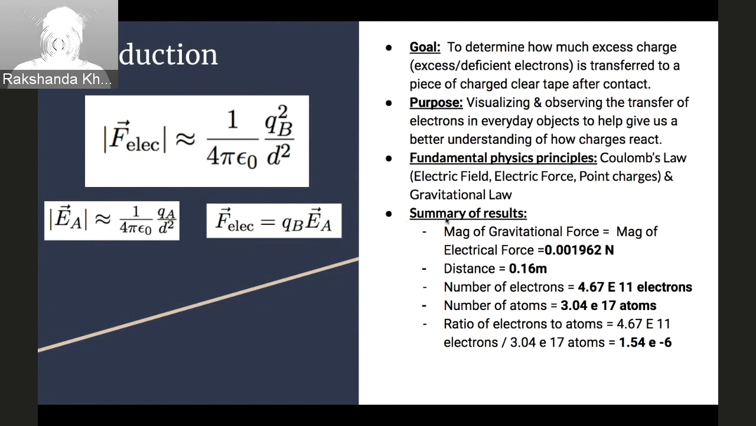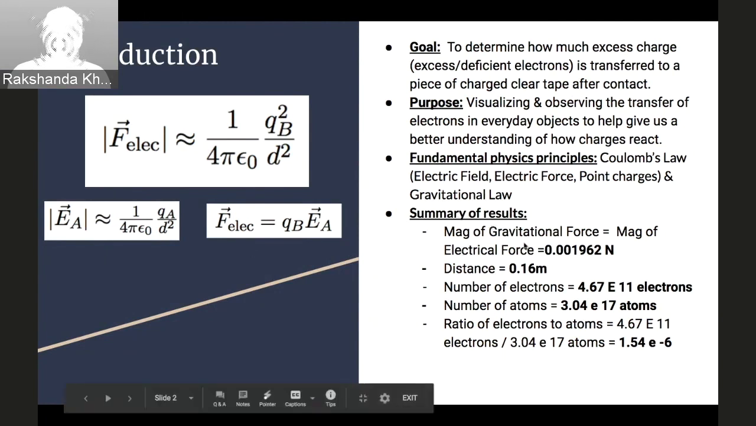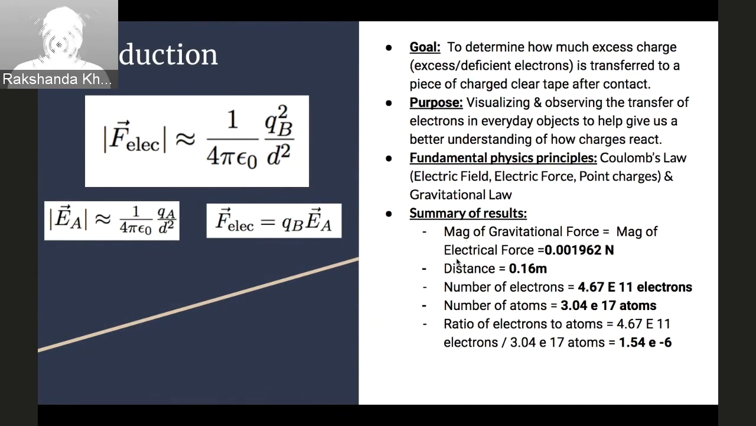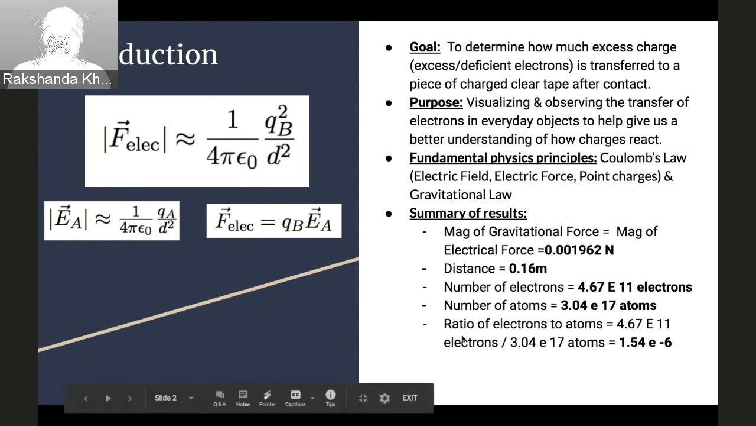Here is a summary of results of the most important parts of the lab, which is finding the magnitude of gravitational force, which is equal to the magnitude of electrical force, the distance, number of electrons, atoms, and then the ratio of electrons to atoms.